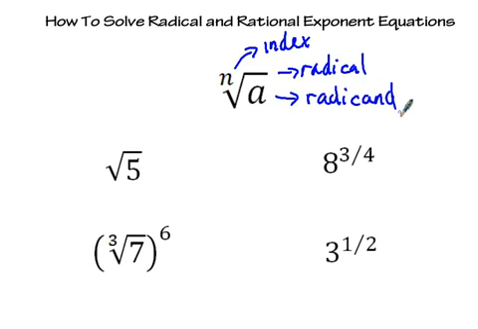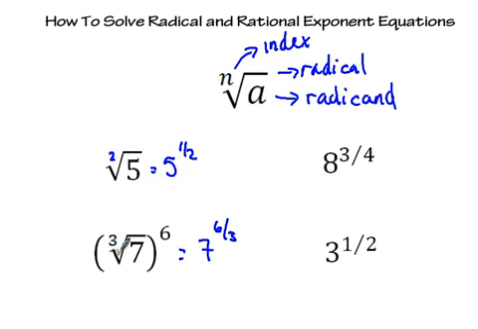Right? And what we can do is take radicals and switch them into numbers with rational exponents. So for example, the square root of 5 is the same thing as 5 to the 1/2. And the cube root of 7 to the 6th power is the same thing as 7 to the 6/3. So what we did here is there's an imaginary 2 there, we brought that around, and this was raised to the first power, we made it 5 to the 1/2.